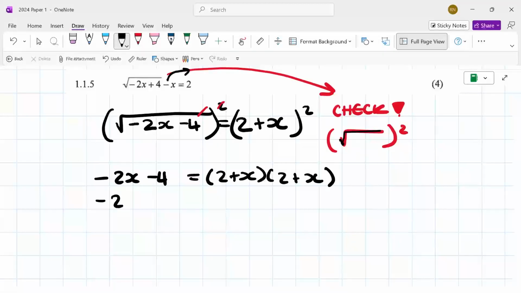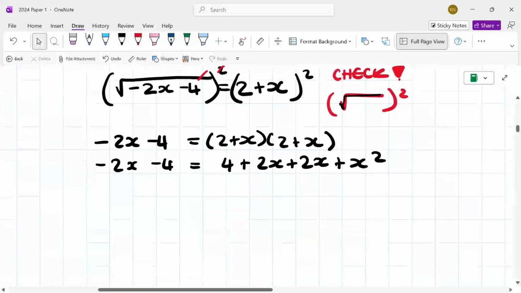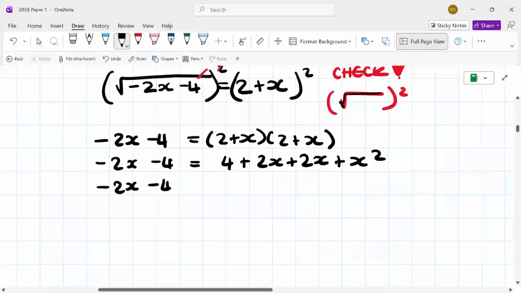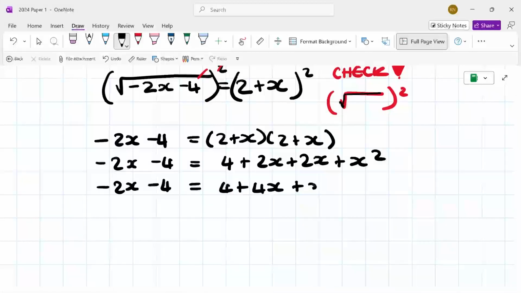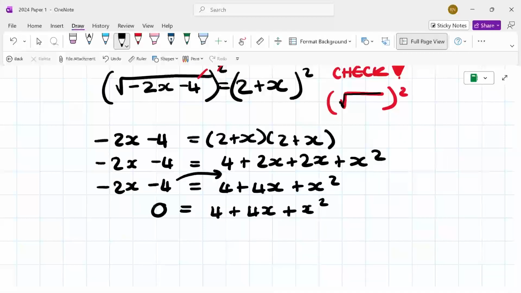Okay, so now I'll have minus 2x minus 4 is equal to, if I expand this, 4 plus 2x plus 2x plus x squared. And so I'll have minus 2x minus 4 is equal to 4 plus 4x plus x squared. And then I'm going to bring everything to this side, so I'll have 0 is equal to 4 plus 4x plus x squared, and then plus 2x.